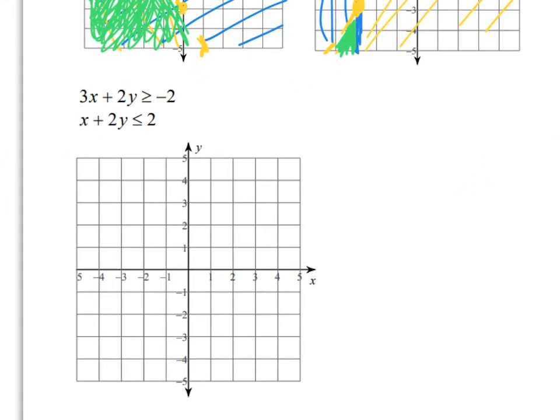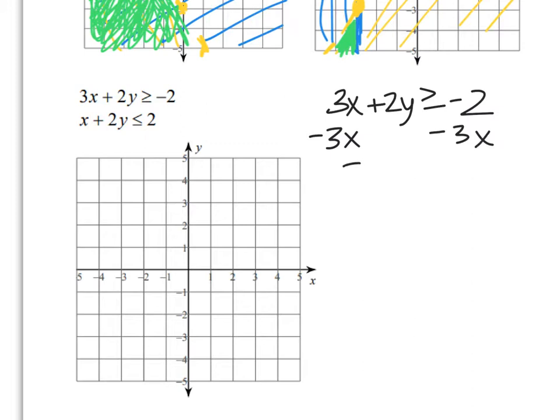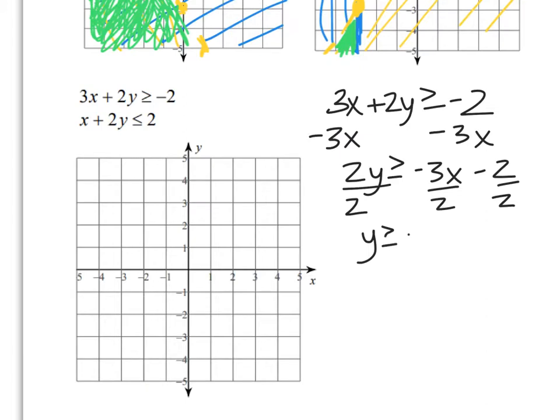My last inequality, both of these need to be solved for y. So I'm going to do that for both of them at the same time. So minus 3x, minus 3x: 2y is greater than or equal to -3x minus 2. And then we're going to divide everything by 2. And I get y is greater than or equal to -3/2x minus 1.